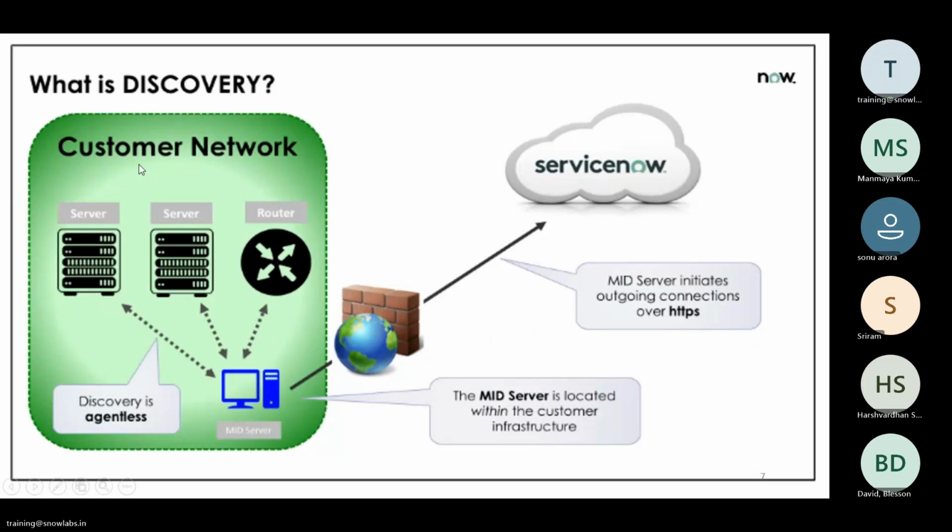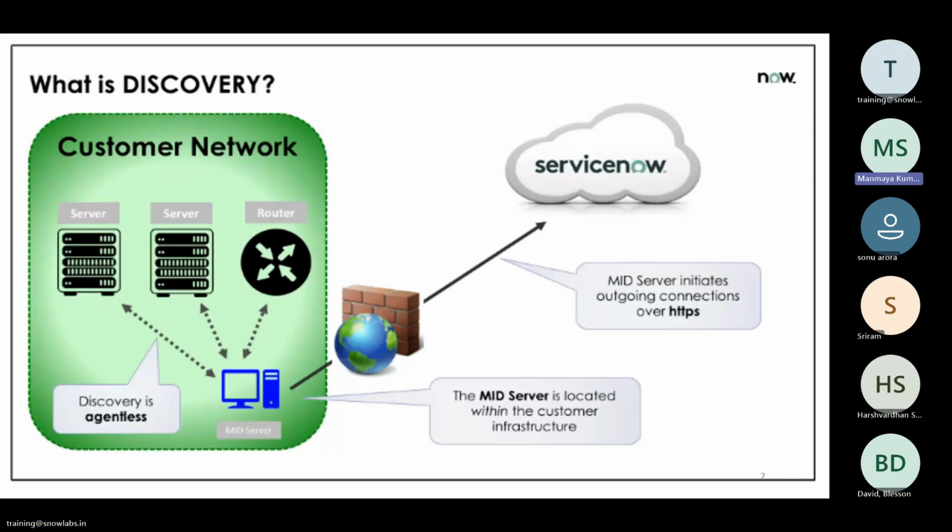What is discovery? Discovery is a process of identifying IP-enabled devices. When I say IP-enabled devices, that means any device which is connected to the internet. It can be your laptop, your tablet, your desktop, your modem, your router, your printer which is connected to Wi-Fi, means internet. So any device which is connected to the internet can be discovered using discovery. Is this concept clear? Yeah.